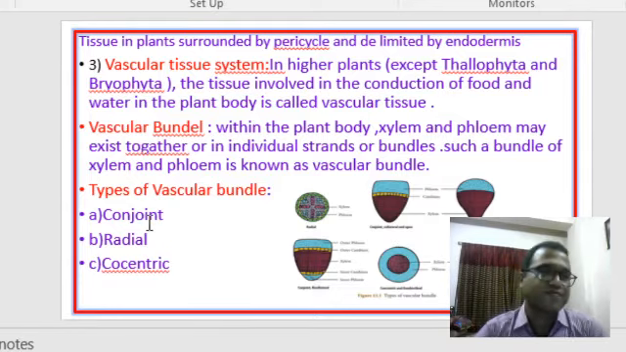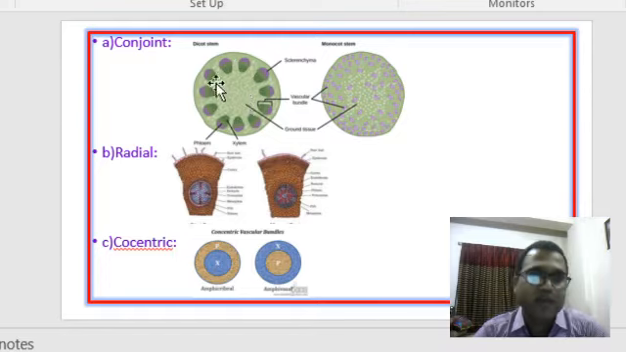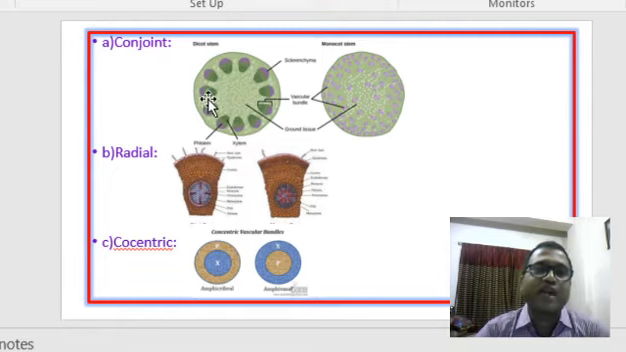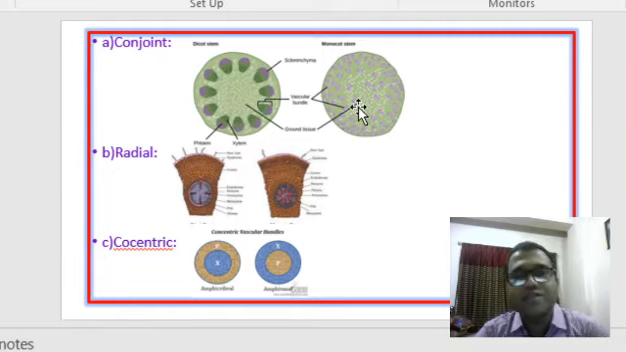Here are given different types of vascular bundle, 3D figures of different types of vascular bundle. Conjoint: this type of vascular bundle is found in the dicot stem. Here the vascular bundles are arranged radially in between the ground tissue, and here the vascular bundles are scattered in between the ground tissue. In these vascular bundles, in between xylem and phloem, cambium is present. But in monocot stem, in this vascular bundle, cambium is absent in between xylem and phloem.